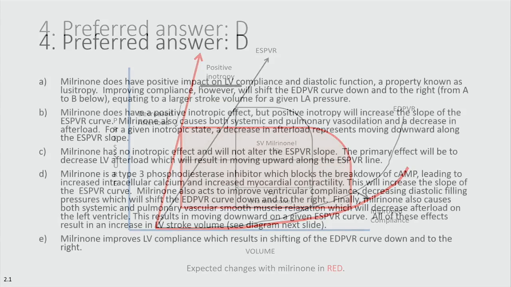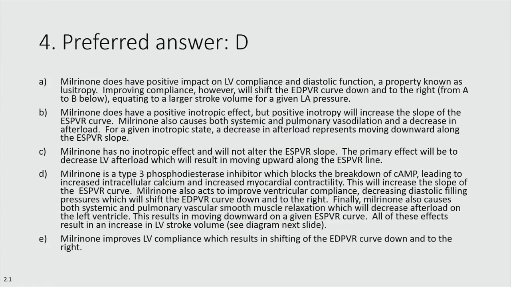And milrinone is a type 3 phosphodiesterase inhibitor, which blocks the breakdown of cyclic AMP, leading to increased intracellular calcium and increased myocardial contractility. This will increase the slope, or make the slope steeper, I guess. Am I saying that right? Increase the slope of the end-systolic pressure-volume relationship curve.